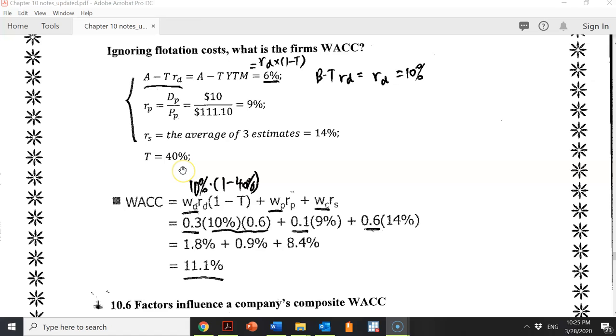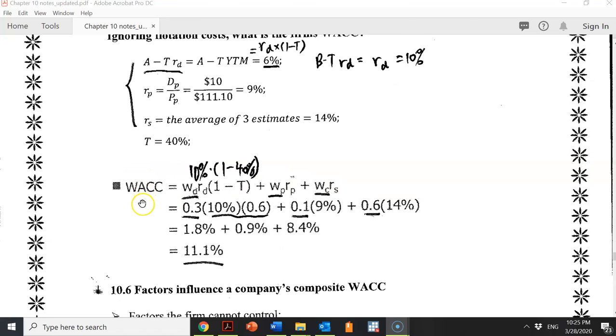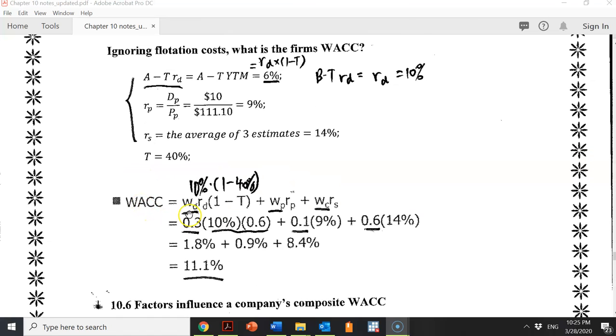Tax rate is 40%. So WACC here should be WD, WP, WC, the weight for debt, weight for preferred stock, weight for common equity, the target weights given by the question, which are 30%, 10%, 60%, multiplying by the three cost components that we calculated.